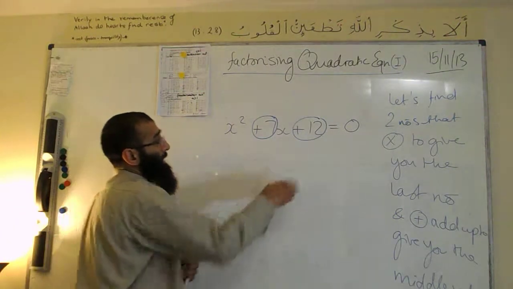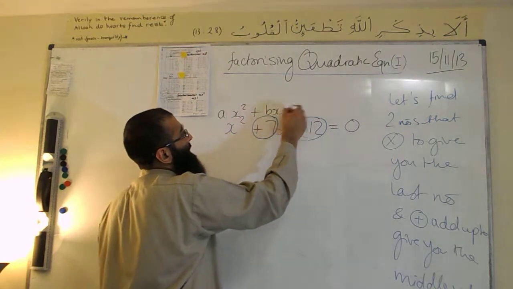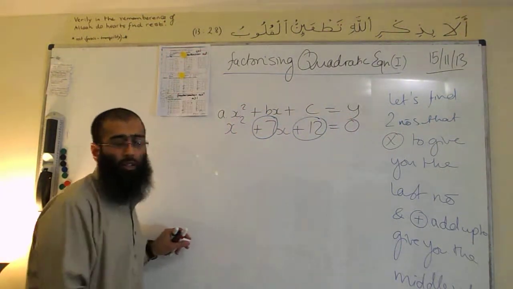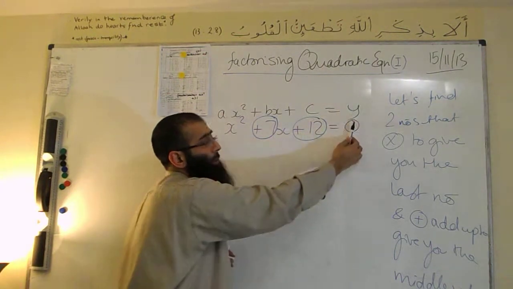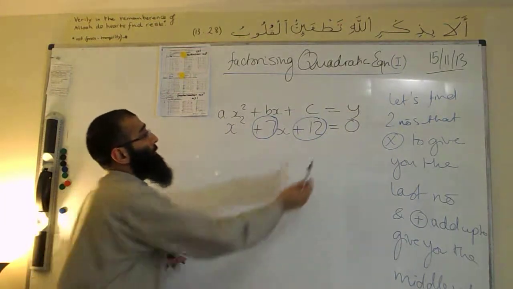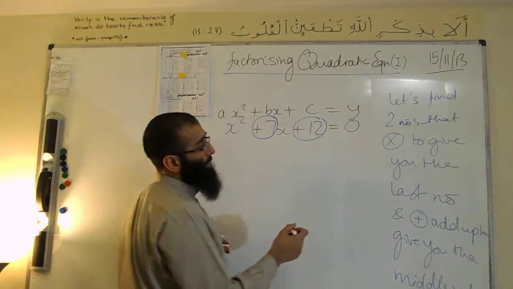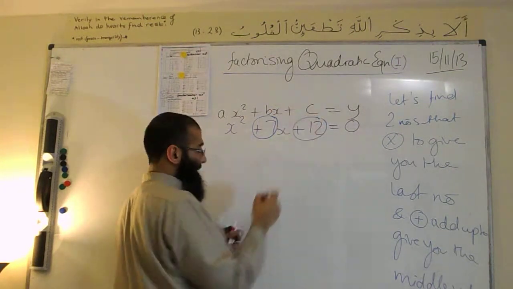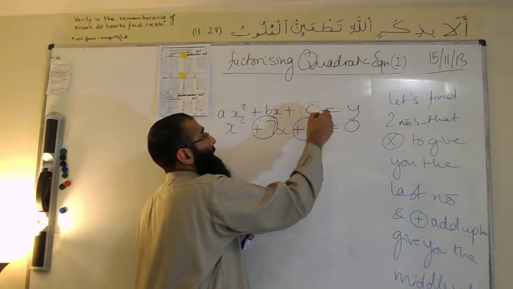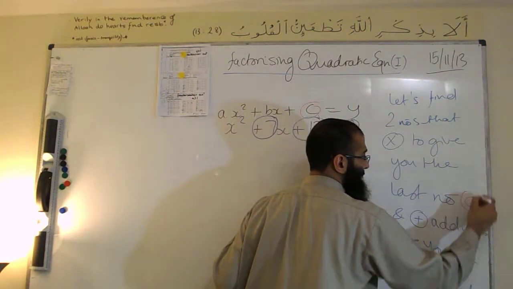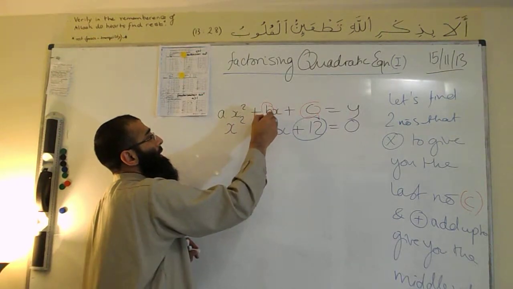If you look at this equation in terms of its template, a quadratic equation has an x squared part, an x part, and a constant part, and then we have a y part. That's the format of a quadratic equation. So in a sense, we're looking for two numbers that multiply to give you the last number. The last number is what? The last number is C. So we're looking at which two numbers multiply to give you the C value, but when you add them up give you the B value.